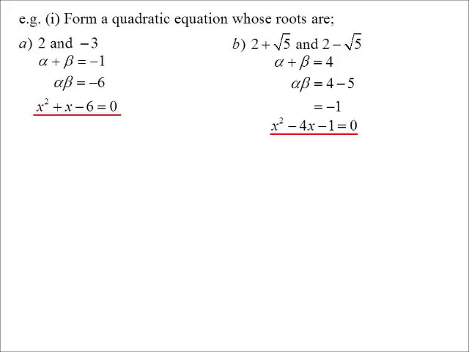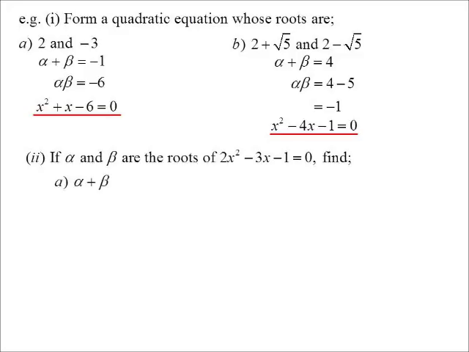All right, but we can have more fun than that. Alpha and beta are the solutions, or the roots, to this particular equation. Find... What you'll usually find is the first question is usually alpha plus beta. And all we've got to do is look at our equation and go, alpha plus beta, that's minus b on a. So sub that in and we get 3 on 2. Alpha beta, that's c on a. So in this case, minus a half.